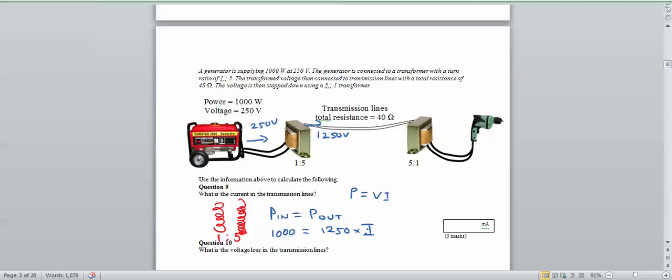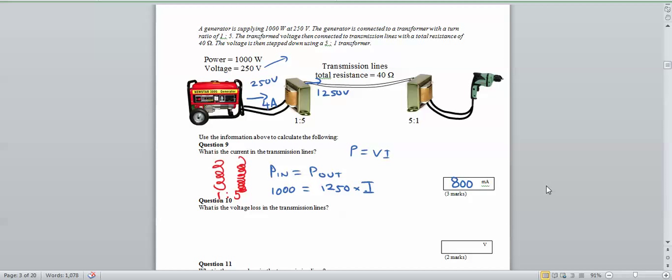From before, we could work out what the current is as well. 250 times the current is going to give 1,000. So the current coming through here is 4 amps. But for the current coming through the transmission line, the voltage has been stepped up by a factor of 5, which means the current for the same power has to be stepped down by a factor of 5. So this current works out to be 800 milliamps.